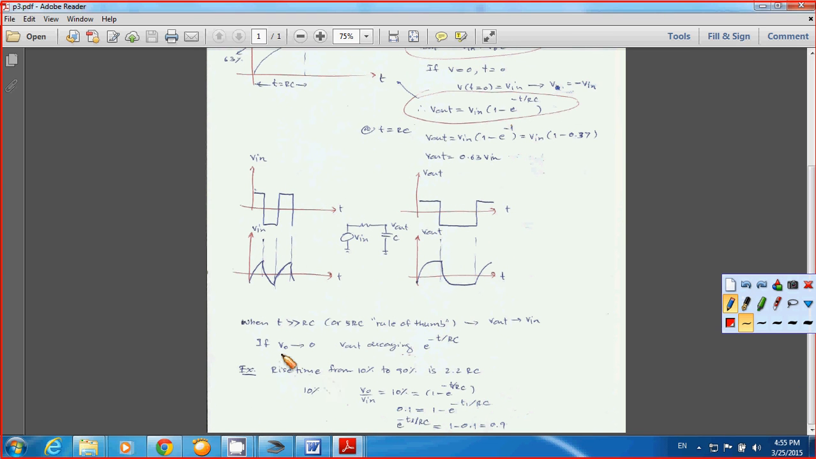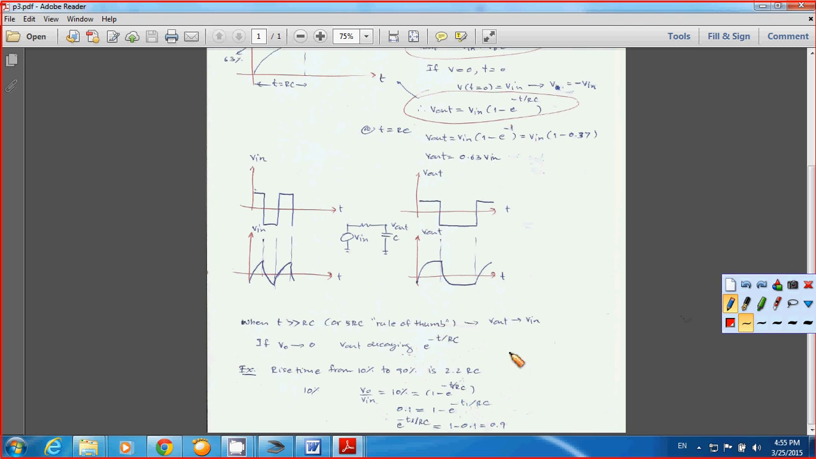Now if Vin is 0, you have no input voltage. The capacitor starts discharging, with Vout decaying in the form of exponential negative t over RC. Just to give you an example, if you want to find the rise time of the output voltage, or the voltage across the capacitor, from 10% of the input signal to 90%, it is equal to 2.2 RC.